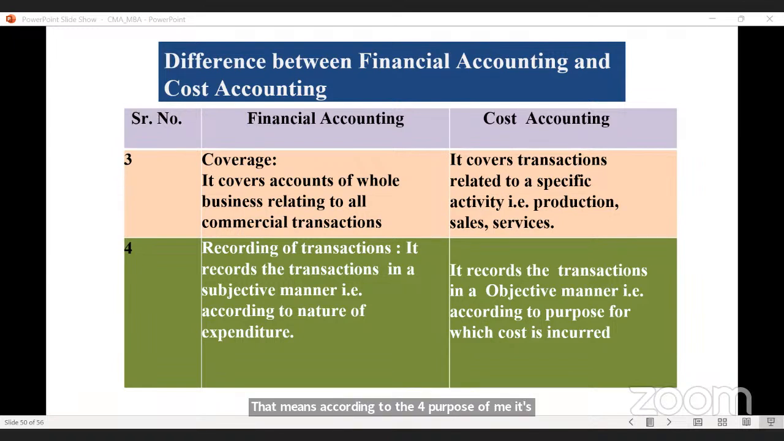Let's say we are classifying the cost on the basis of element, like material cost, labor cost, or overhead cost. So wherever we are classifying, we have to record the material cost, labor cost, and overhead cost. What is the purpose here? Here the purpose is to ascertain the cost of a product or cost of the service during a particular period. So cost accounting records the transactions in an objective manner. Financial accounting records the transactions in a subjective manner.